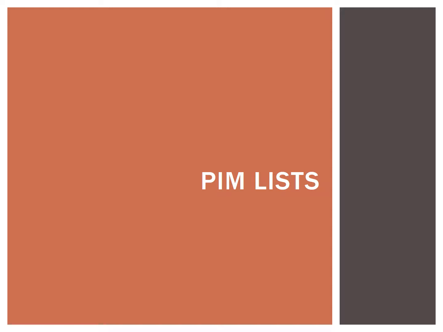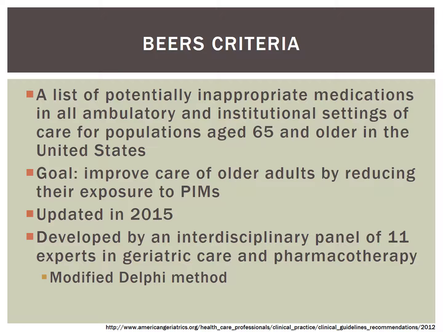There are several PIM lists available. The two that we'll focus on today are Beers criteria and then START and STOP. Beers criteria is a list of potentially inappropriate medications in all ambulatory and institutional settings of care for populations age 65 and older in the United States. It was developed by Mark Beers and has been updated several times over the years.